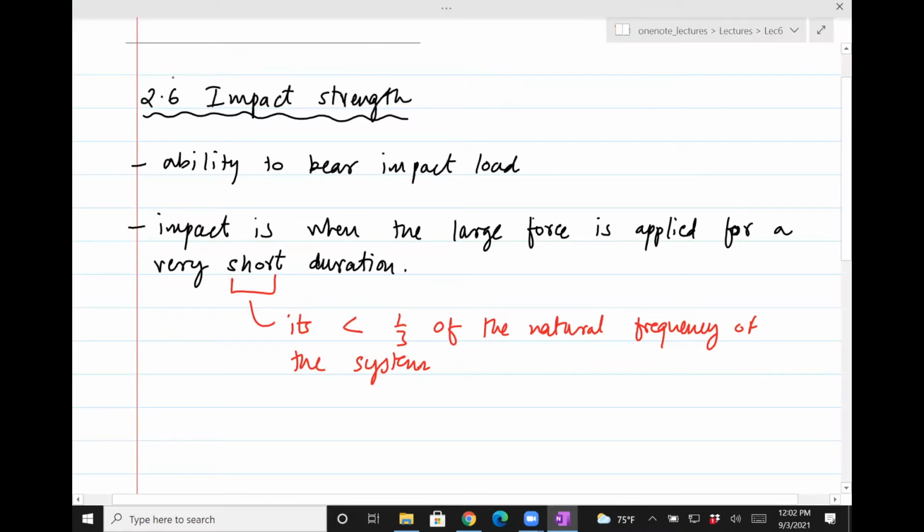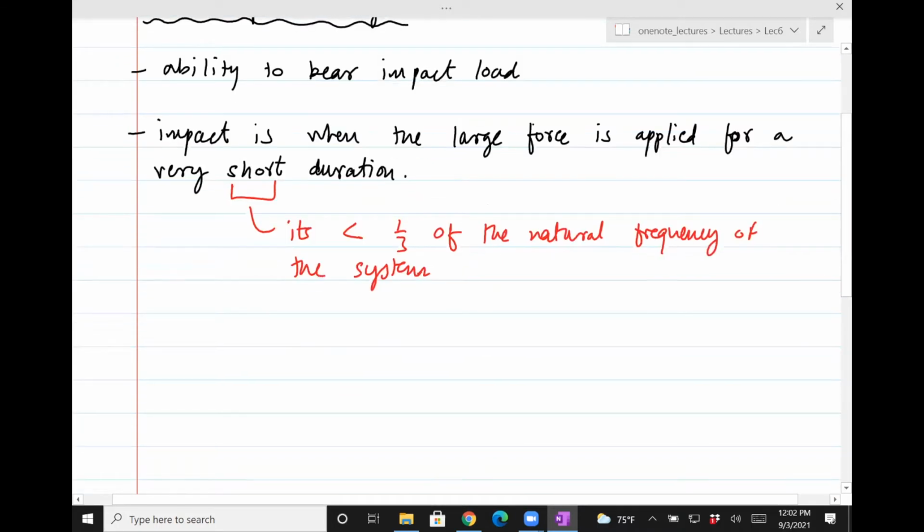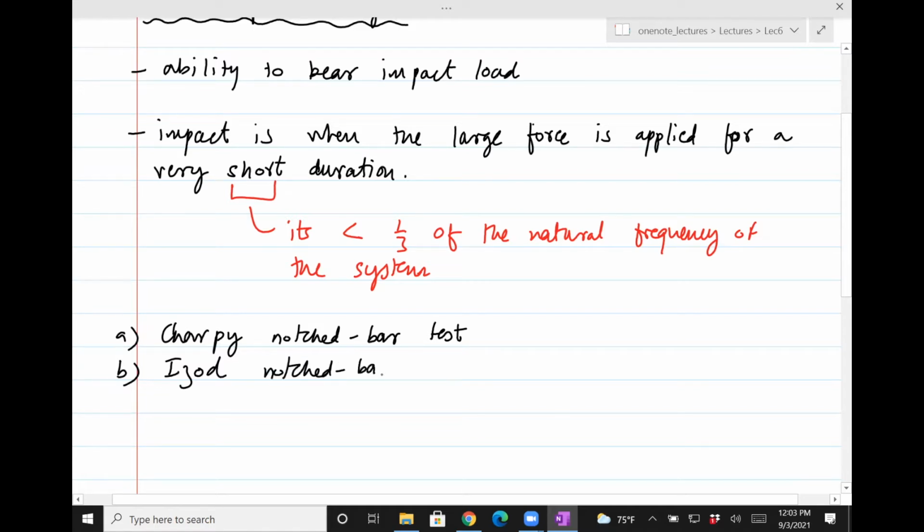And there are many ways to figure out the impact strength, like the hardness, right? So two of the common ones, which we'll talk briefly about here, are the Charpy notched bar test, and the second one is the Izod notched bar test. They have very similar principles, just differing a little bit in the way in which the specimen is loaded and the specimen dimensions and things like that.